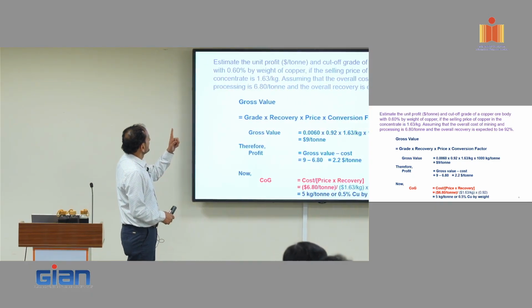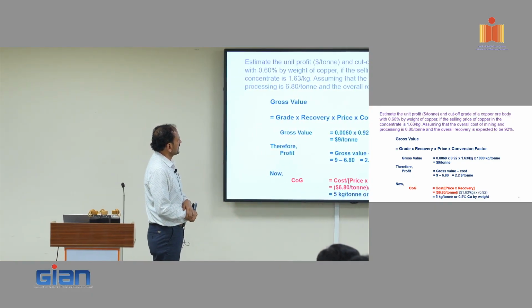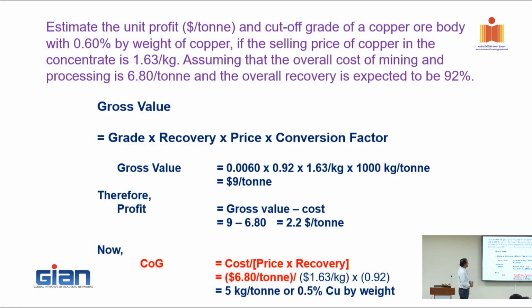Estimate the unit profit, dollar per ton, and the cutoff grade of a copper ore body with 0.6% by weight of copper if the selling price of the copper in the concentrate is $1.63 a kilo. I think mostly they are all US dollars. Assuming that the overall cost of mining and processing is about $6.80 per ton, and the overall recovery is about 92%.